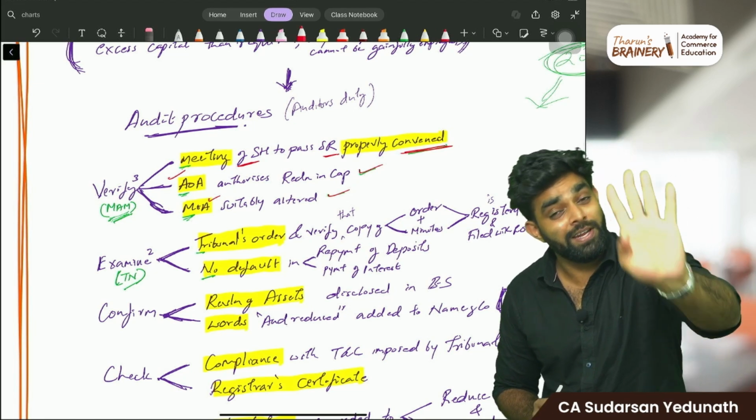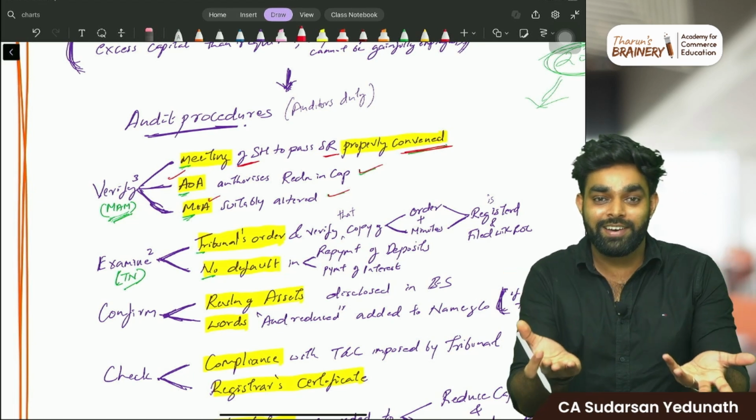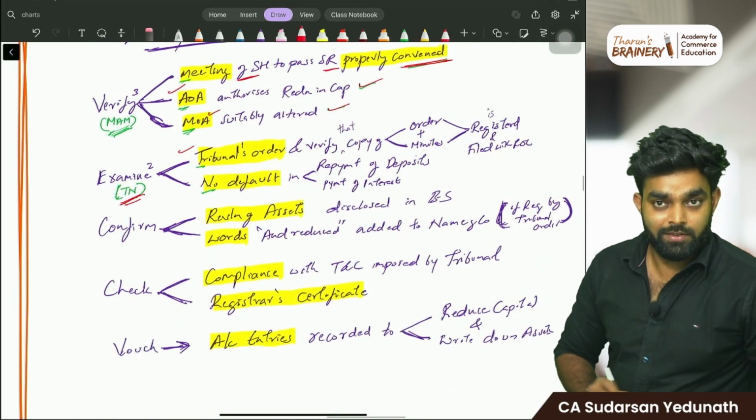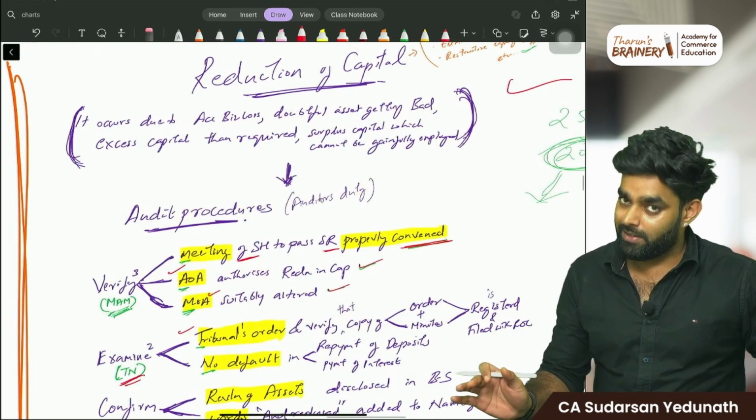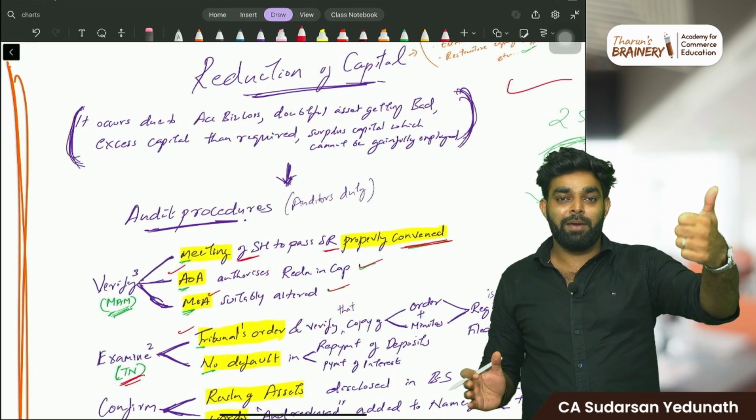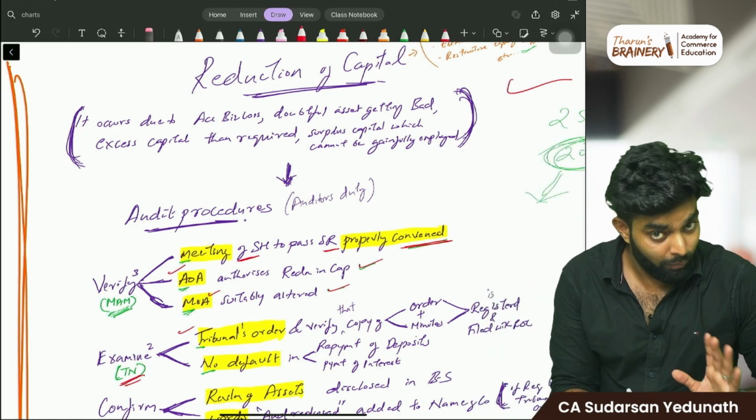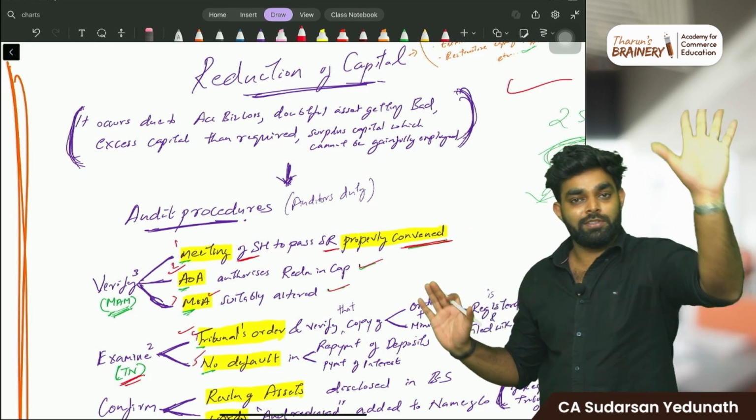You only need 5 points per answer. It's very easy to learn, right? Then examine TN. TN means Tamil Nadu. Verify MAM and examine TN, and the answer is done for reduction of share capital. Verify meeting, AOA, MOA: these are actually 3 points, not 1 point. They're 1, 2, and 3. So 4 and 5 done. 5 points. Enough.